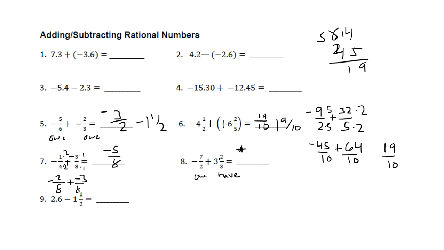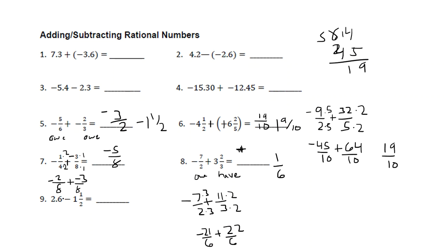Now, change the mixed numbers to improper fractions. 3 times 3 is 9 plus 2 is 11/3. So now we have a negative 7/2 plus 11/3. We find a common denominator, which would be 6. We had to times this by 3 to get to 6, so this also gets times by 3, so that's negative 21. We have to times this by 2 and this by 2, so that's 22. So a negative 21 plus 22 would be a positive 1/6.